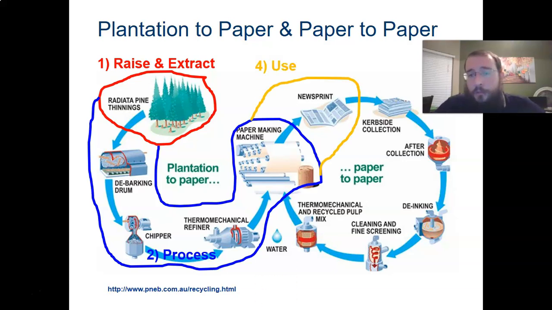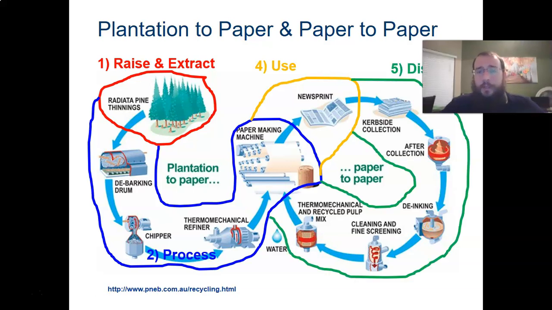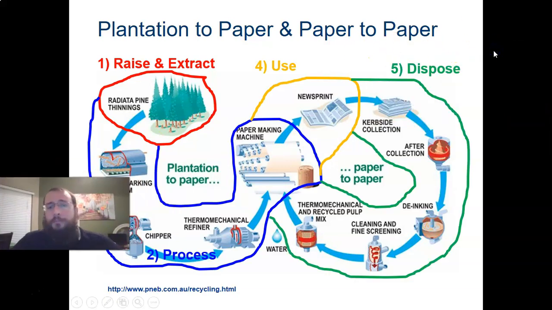Step 4 is use. So we have a newspaper printed. Step 5 is dispose. So you have curbside collection. It's been collected. It gets broken down, de-inked, cleaned and sent through a fine screen, and then a thermomechanical and recycled pulp mix. It seems similar to the earlier machine, but one for paper. Keep in mind that it's a lot cheaper to break down a newspaper to make another newspaper than it would be to break down a tree and make a newspaper. This is again why recycling is important, because it's cheaper to redo what you already made.